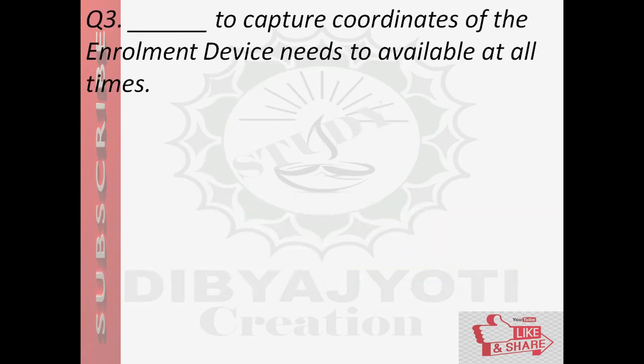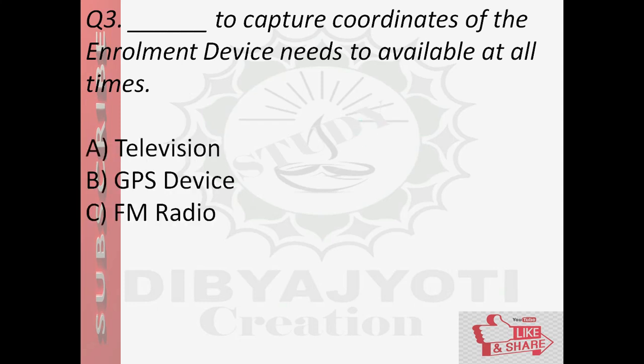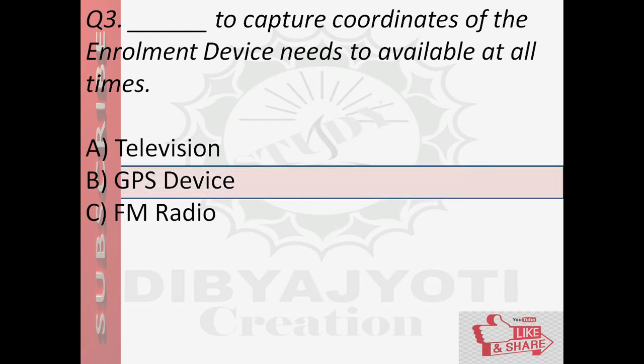Next, DASH to capture coordinate of the enrollment device needs to available at all time. Options are option A, television. Option B, GPS device. Option C, FM radio. And answer is option B, GPS device.